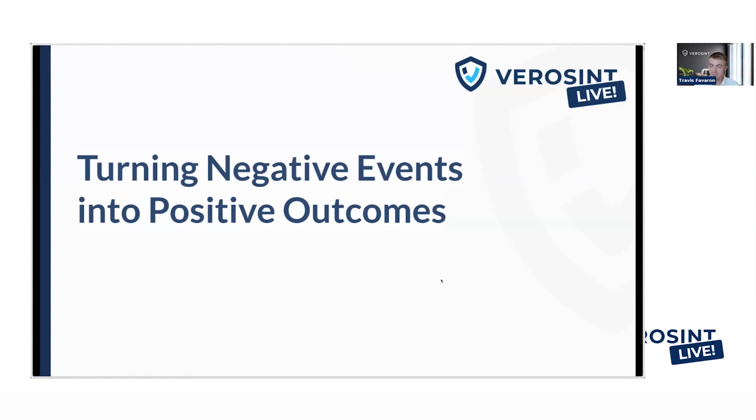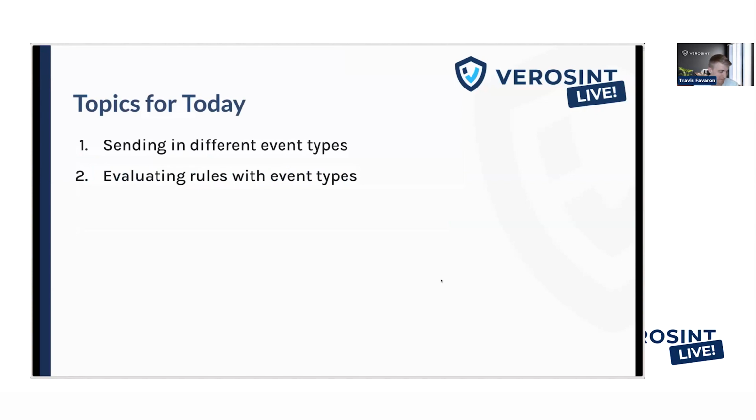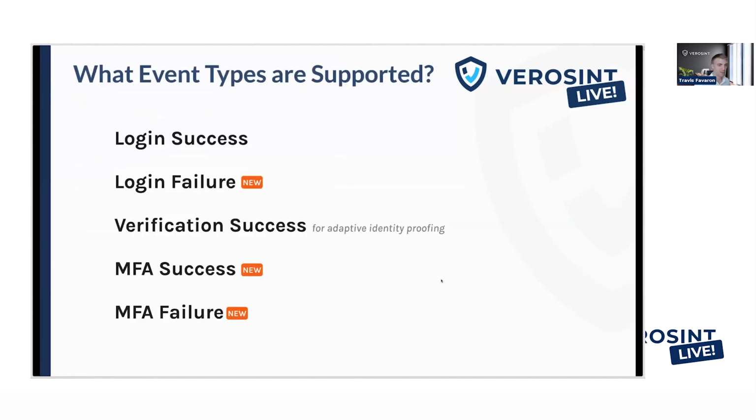So negative events into positive outcomes. What does that mean? It means you can send all different types of events to Verosint, including successful logins, login failures, verification success, MFA success, and failure. And some of these things are new. You'll note a few of them denoted there that we just recently started adding the ability to send negative events, which is why we wanted to bring that topic up today.